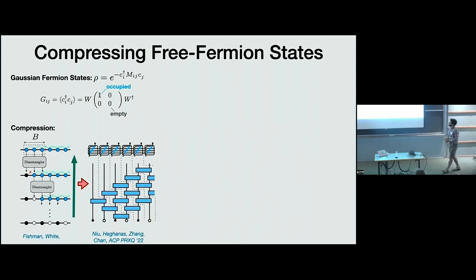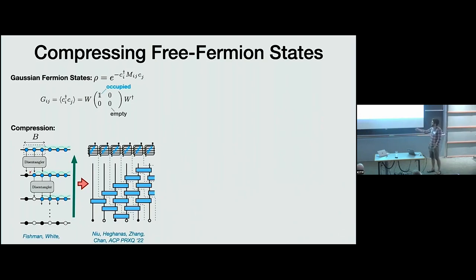Okay, but let's look at, so there's this kind of cool algorithm by Fishman and White for taking a Gaussian fermion state, maybe like a Hartree-Fock ground state, and rewriting it into a matrix product state. So the main idea is this. If you look at a free fermion system, the entire correlation functions are all by Wick's theorem dictated by the 2-point correlators. And these 2-point correlators are the Green's function. Its eigenvalues are either 1 or 0 in a pure state.